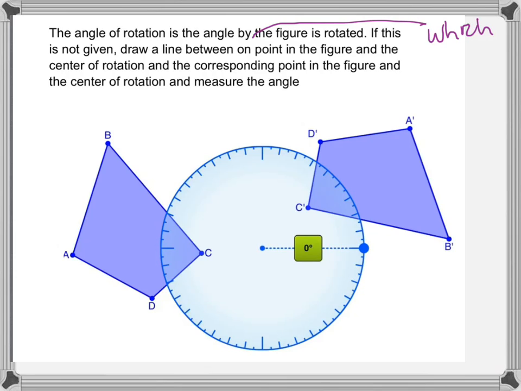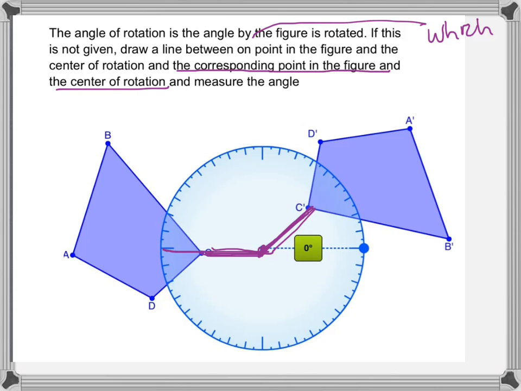If this is not given, the way you can find it is that you have to be given the center of rotation. So let's say this is the center of rotation right here. You draw a line between a point in the figure and the center of rotation. So there's that line. And the corresponding point in the figure and the center of rotation. Okay, so we draw a second line right here. And we make this into an angle. Okay, and we measure on a protractor.